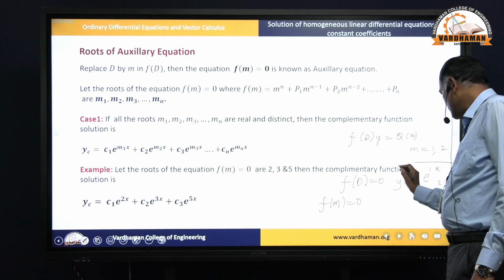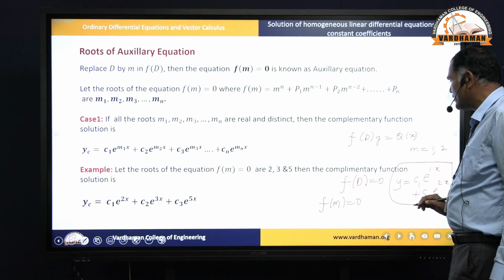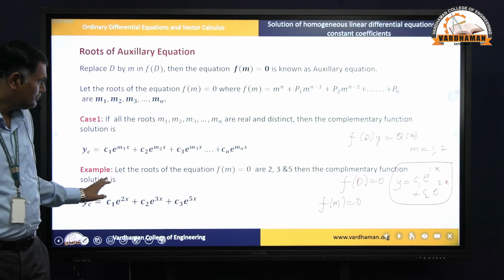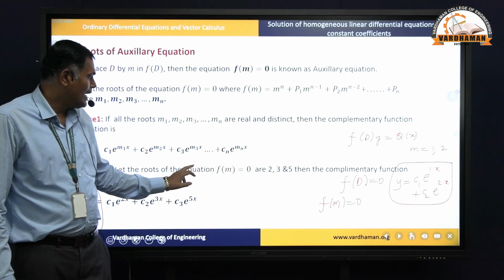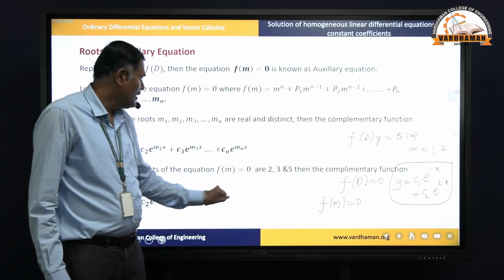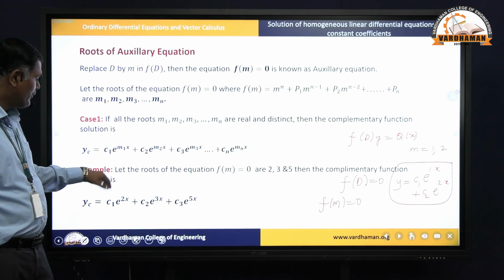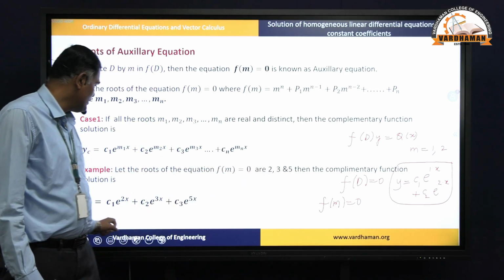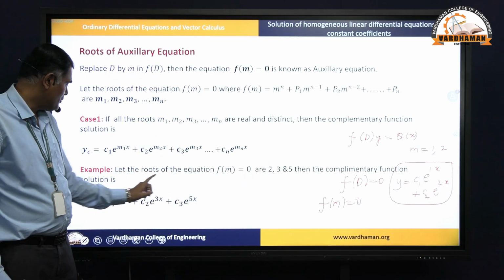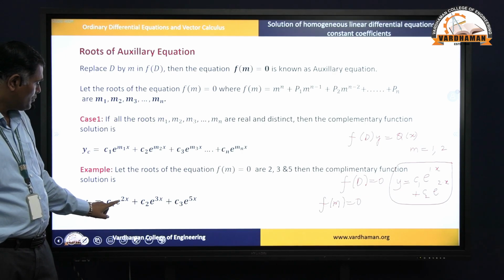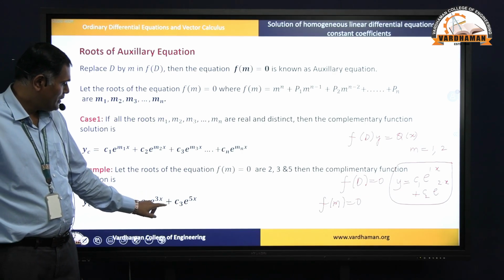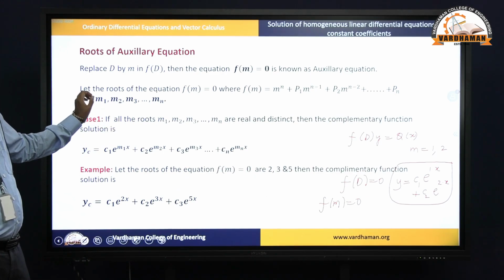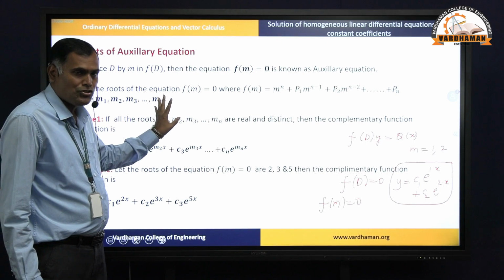Now this gives the solution of that particular differential equation having roots as 1, 2. For example, here we have written roots of that auxiliary equation are 2, 3, 5. So the solution of this differential equation, having roots of the auxiliary equation as 2, 3, 5, can be written like this: y equals c1 e power 2x plus c2 e power 3x plus c3 e power 5x. Now this is the first case. The first case is when roots are real and distinct.